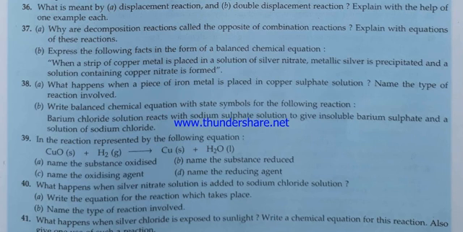What happens when silver chloride is exposed to sunlight? It converts into Ag plus Cl2. What happens when a zinc strip is dipped into copper sulfate? Then zinc sulfate plus copper will form.